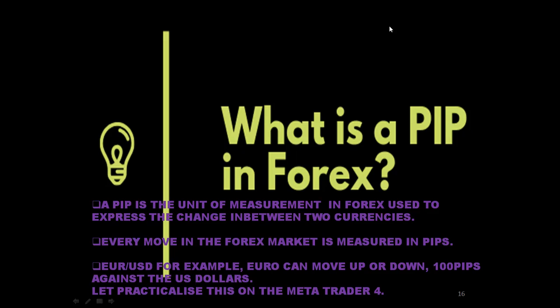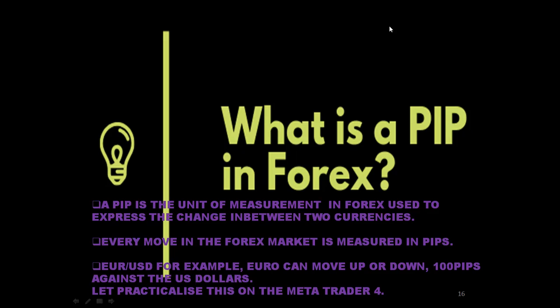So today, we're still in the introduction to Forex. I'll be talking about what a pip is. What is a pip in Forex? A pip is the unit of measurement in Forex used to express the change between two currencies. Every move in the Forex market is measured in pips.